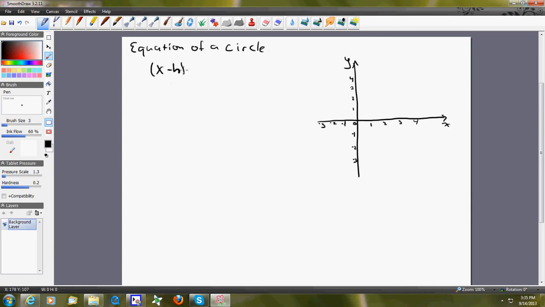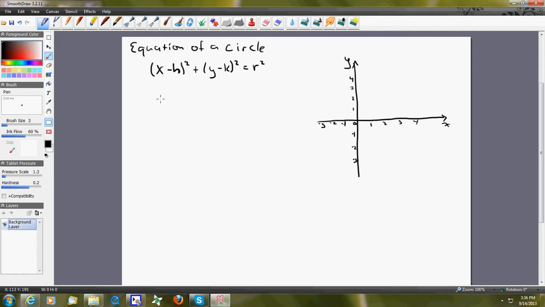I'm going to give you the equation of the circle. It's (x minus h) squared plus (y minus k) squared equals the radius squared. Now, here's the deal. What you might realize is this is an exaggerated Pythagorean theorem, isn't it? x squared plus y squared equals r squared. Well, think about what the radius actually is.